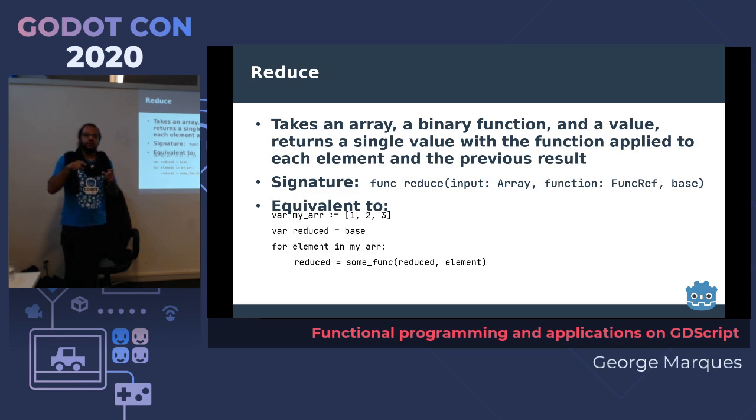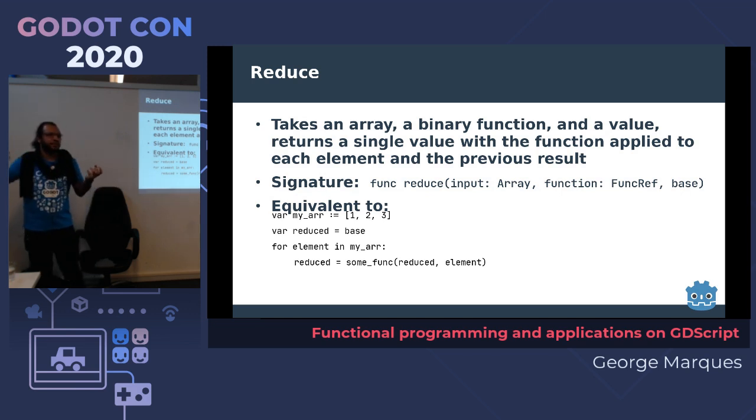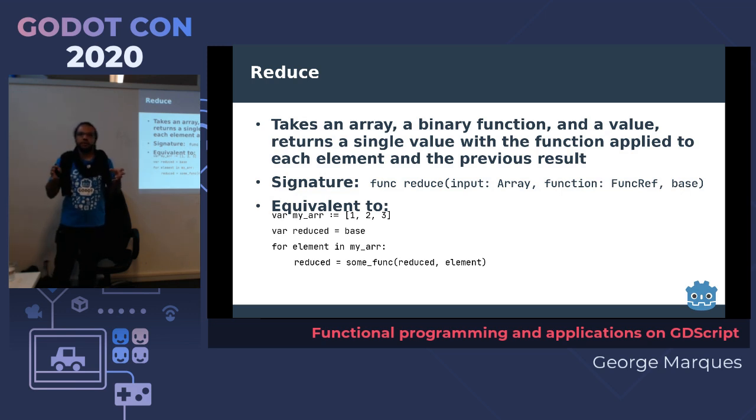And then you apply the function to both. With this result, you pick up the next element, and you apply the function to both. And you get one result, and then you apply it to the next element of the array until it finishes. So it takes an array and returns only one value. It's not an array anymore, it's just one value.